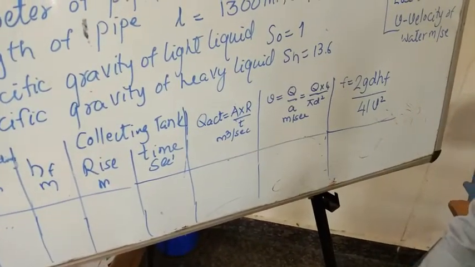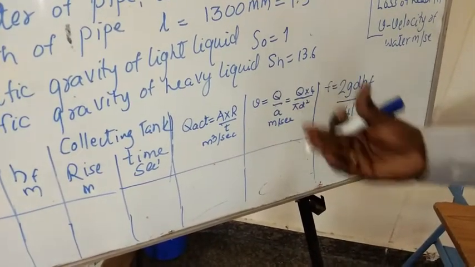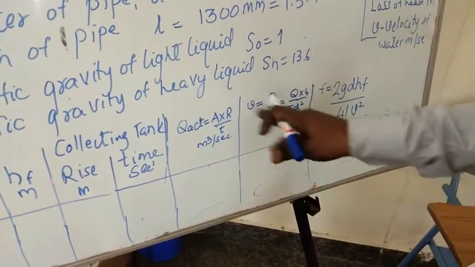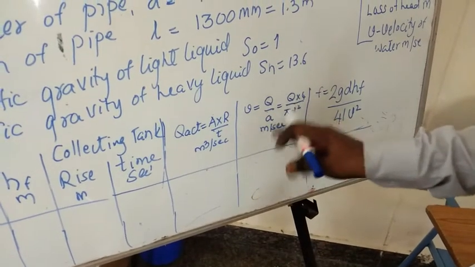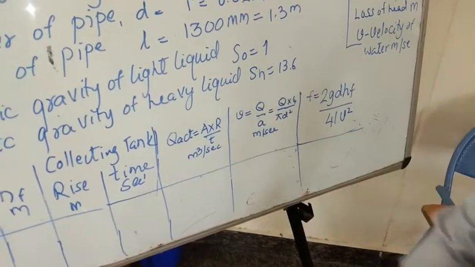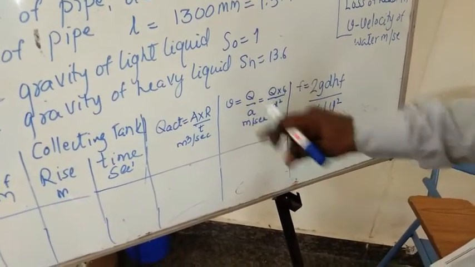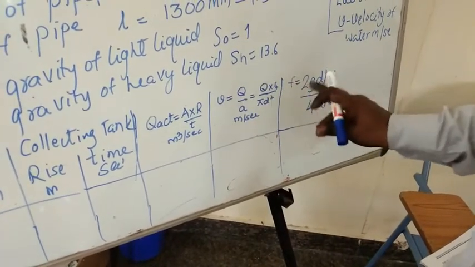Then the velocity of flow of water is given by Q by A, from the continuity equation Q equals A into V. Using that equation, V equals Q by A, where small a is the area of cross section of the pipeline. Then by using that we can find out the velocity of flow of water.